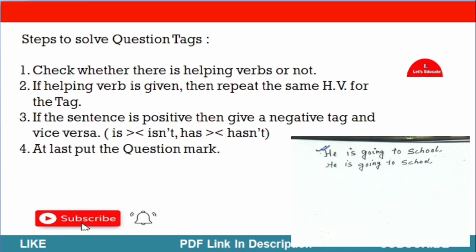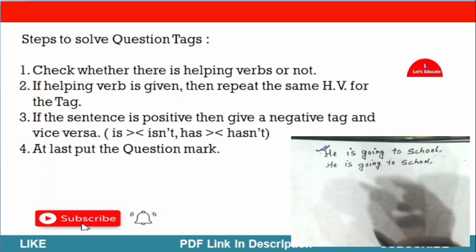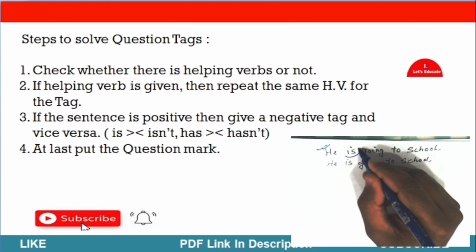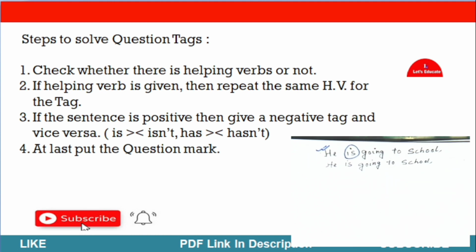Is there a helping verb or not? Can you tell me, is there any helping verb? Yes, there is a helping verb, is. Okay, number 1 point is finished. Number 2 point is what? What does it say? If a helping verb is given, in our case the helping verb is given, then repeat the same helping verb for the tag.